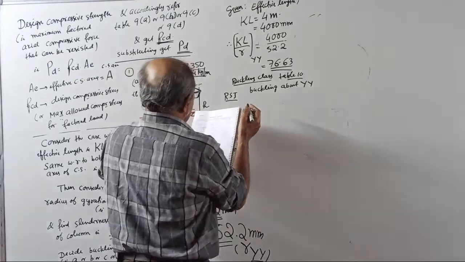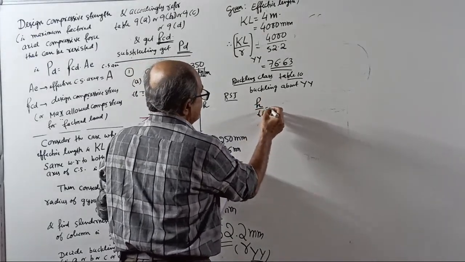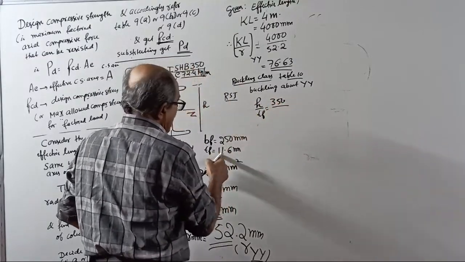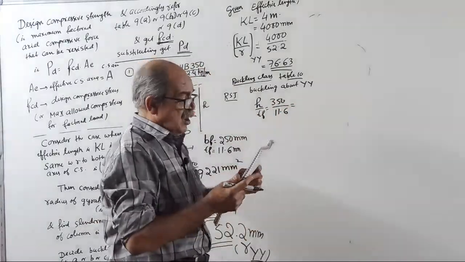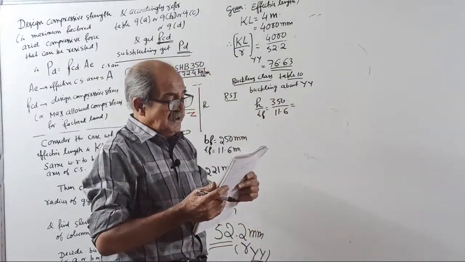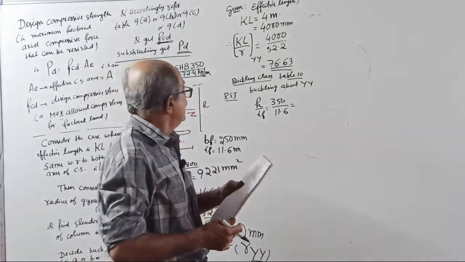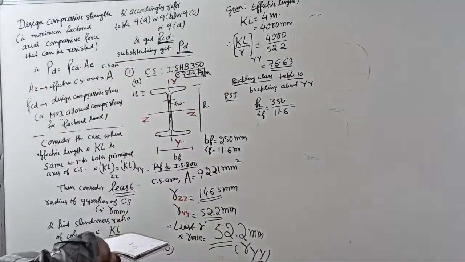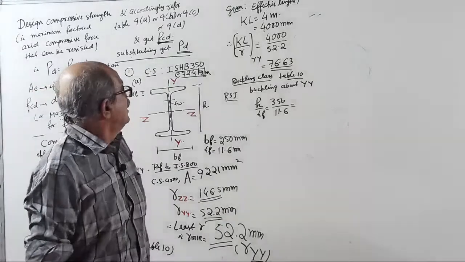Starting, you require a term called H divided by TF. How much? H is 350 divided by thickness of flange 11.6. Answer. You require a term called H by TF. How much? 350 divided by 11.6. Answer.